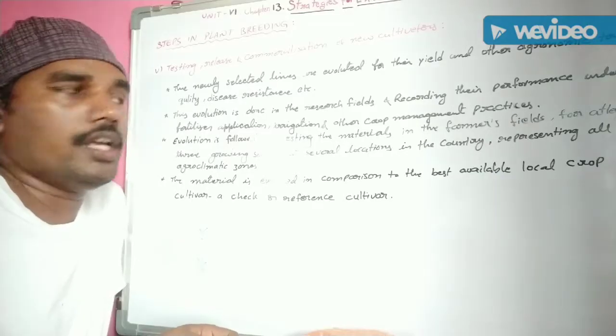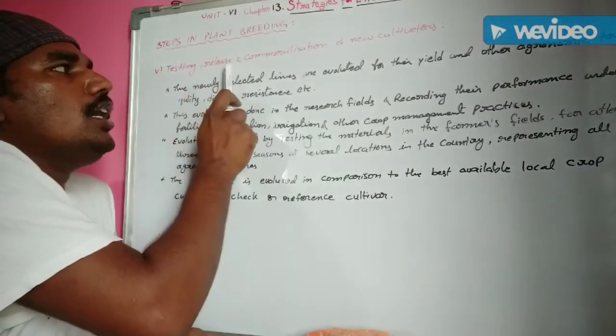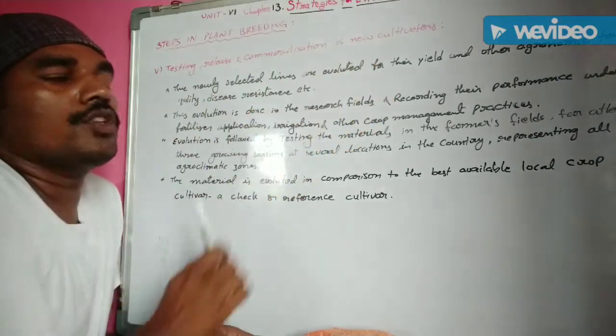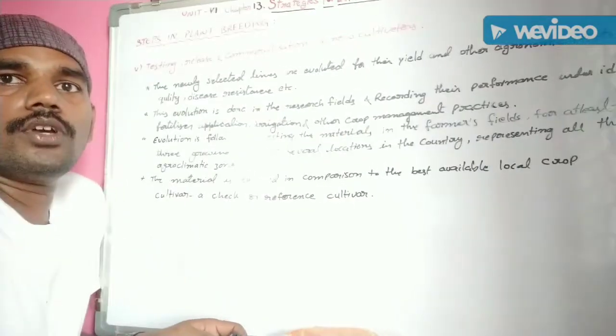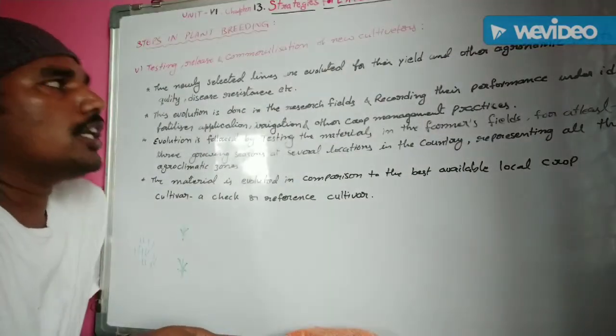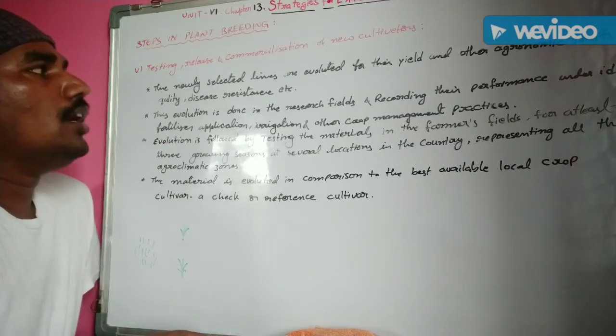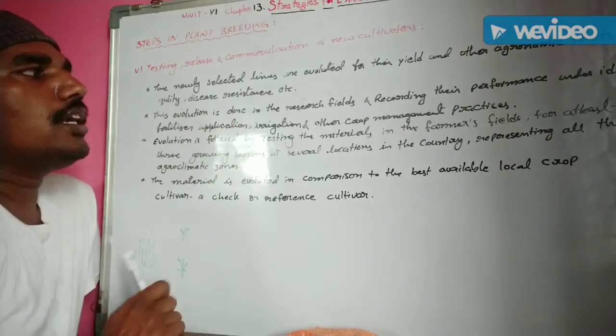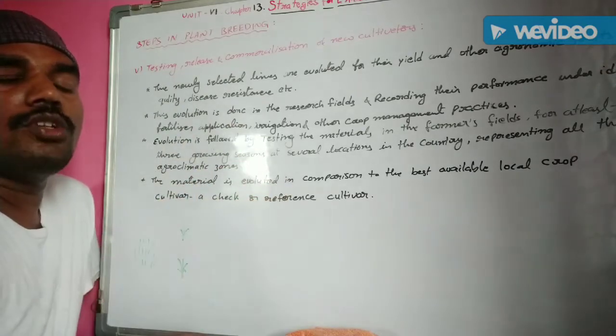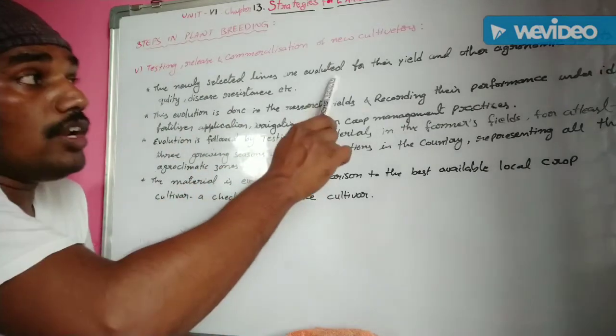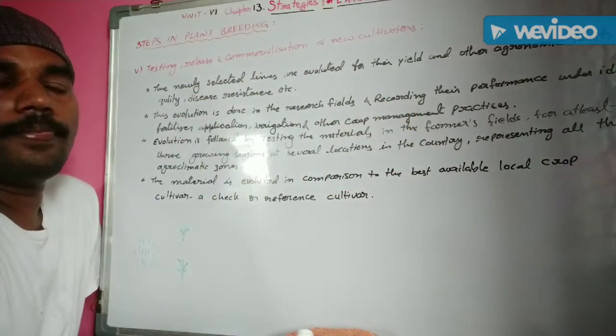Last step in the plant breeding, that one is testing, release and commercialization of new cultivars. Okay, testing, release, commercialization of new cultivars. In this, the newly selected lines are evaluated for their yield.